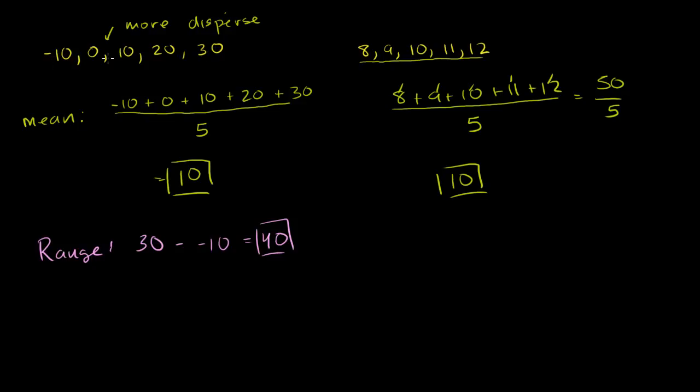So we have a range of 40 for this data set. Here, the range is the largest number, 12, minus the smallest number, which is 8, which is equal to 4.